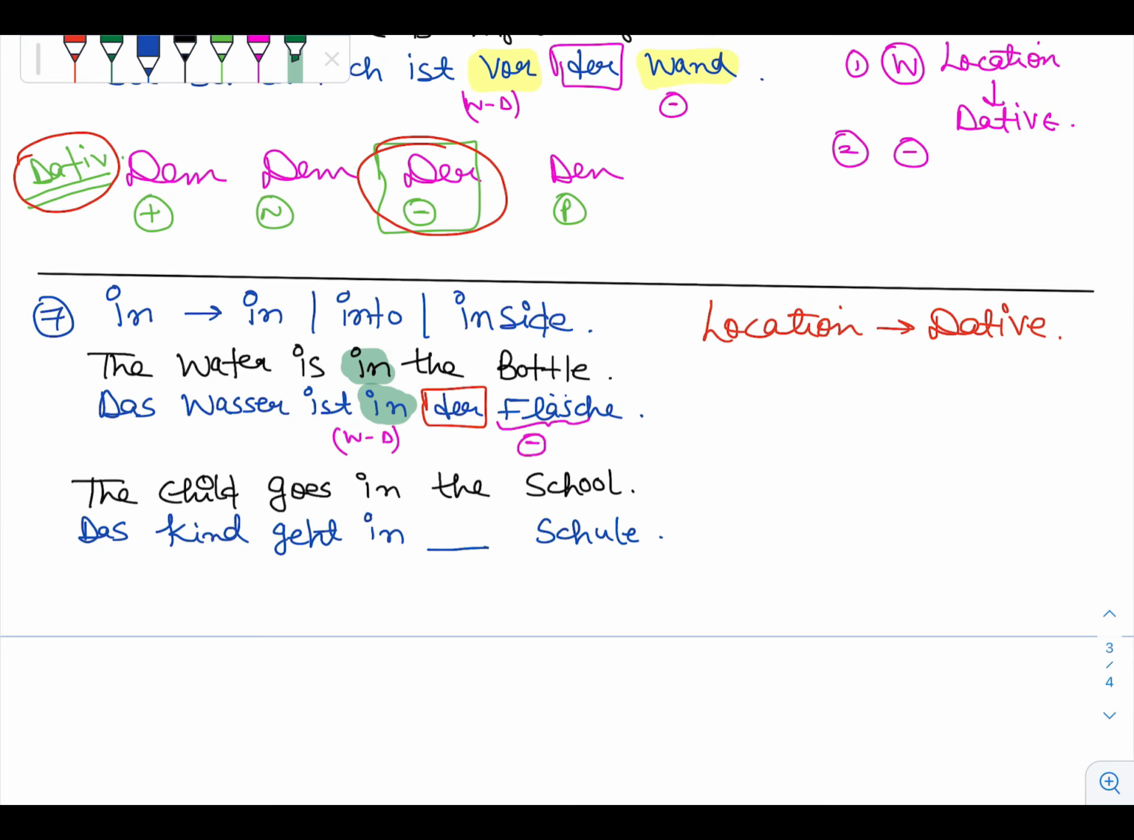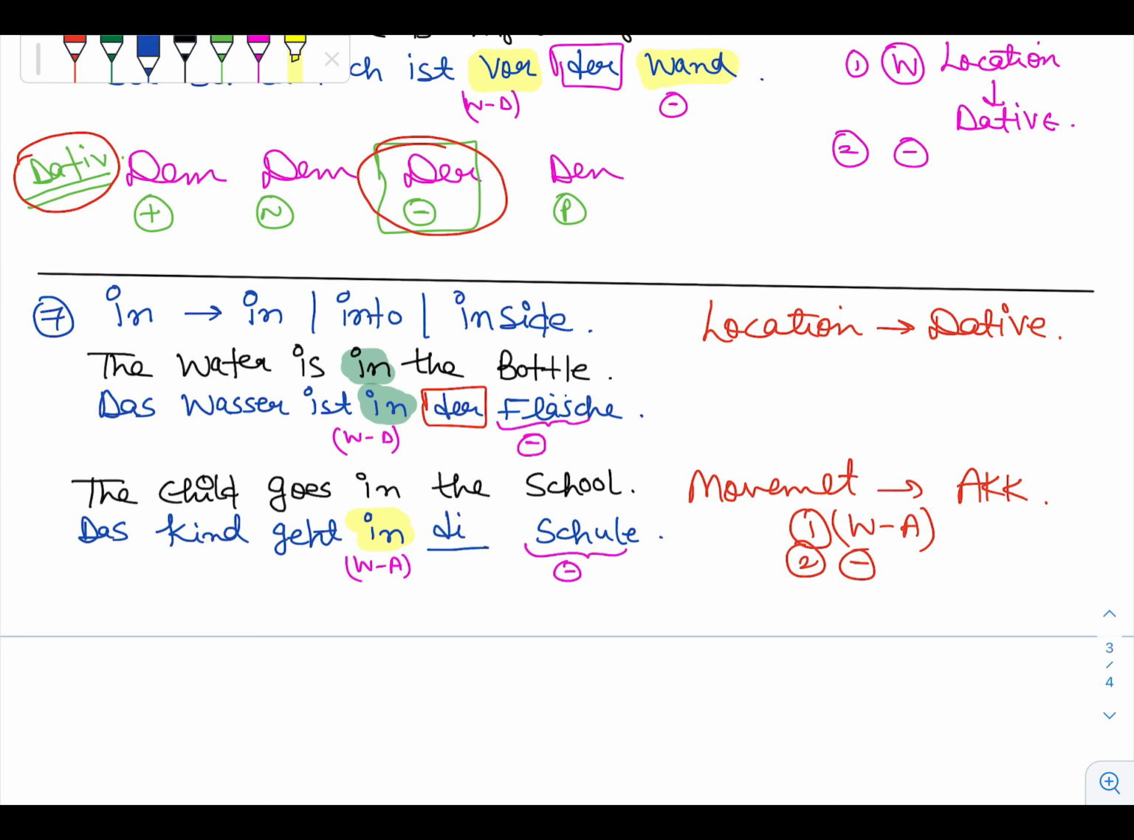So what can it be here? We are talking about the movement of the child. The child goes in the school. Accusative. Okay. Here, a Wechsel preposition, which we checked. This comes under accusative because of movement. And Schule takes feminine. So one thing is clear: Wechsel of accusative. Second thing, feminine. So accusative of feminine.